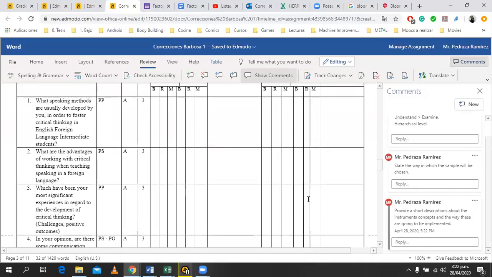Taking into account that you're going to present this with teachers, it's going to be in English, right? So the questions are going to be done in English or in Spanish? In English. Okay, perfect. They are English professors, so it doesn't matter. What methods are usually developed by you in order to foster critical thinking in English foreign language intermediate students? This sounds good.